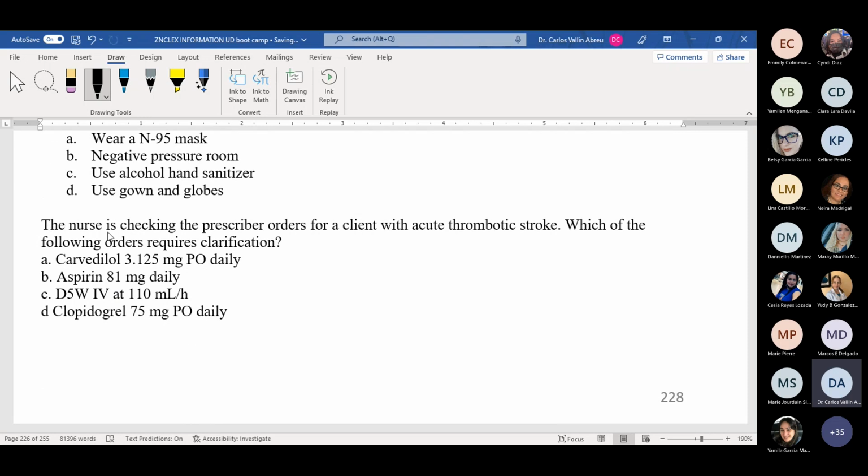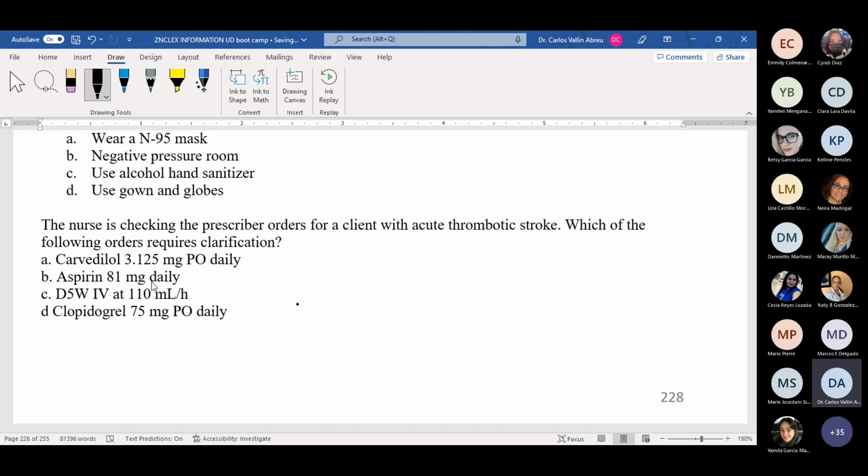Okay, the last one. The nurse is checking the prescriber orders for a client with acute thrombotic stroke. So a patient is having a stroke in this moment. Which of the following orders requires clarification? Now we have carvedilol, which is a beta blocker. This is the regular dose. By the way, carvedilol comes in tablets with a very weird presentation, 6.25, 3.125. It's the only medication that I know that comes in such a weird presentation. But it is used for blood pressure and as a cardioprotector.